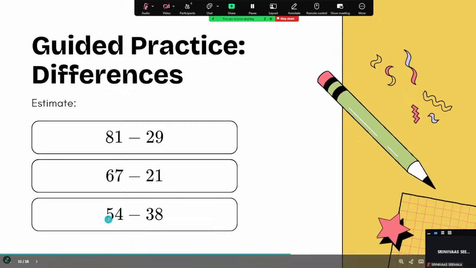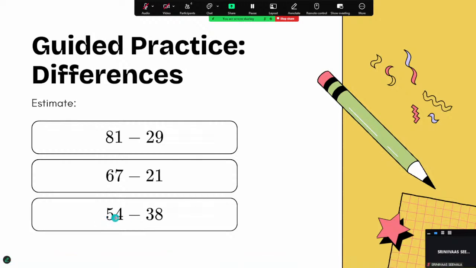And finally, last question, 54 minus 38. So 54 has to be rounded down to 50 because 4 is 4 or less. So 50 minus 38, and 38 has to be rounded up because 8 is more than 5. So it becomes 40. So 50 minus 40 equals 10.